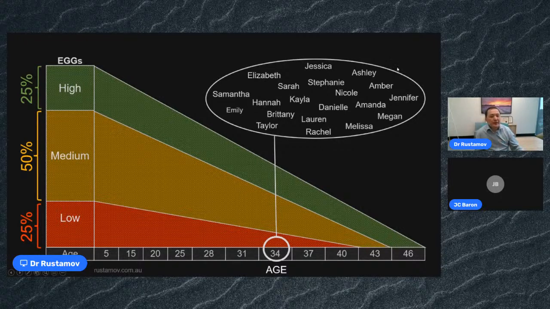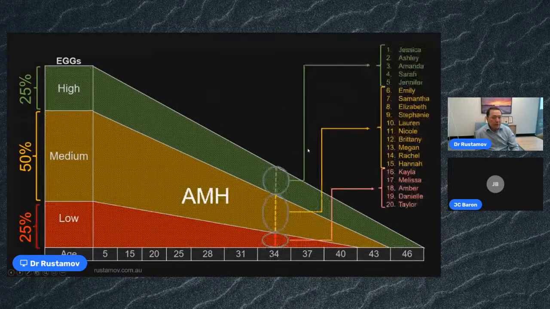You could assume that they have the same or similar fertility because their age is the same. But if you measure the AMH or antral follicle count, then you can actually find out they have 3 different levels of ovarian reserve and 3 different levels of fertility. Let us say these 5 friends, Jessica, Ashley, Amanda, Sarah, and Jennifer, may have a very high ovarian reserve.